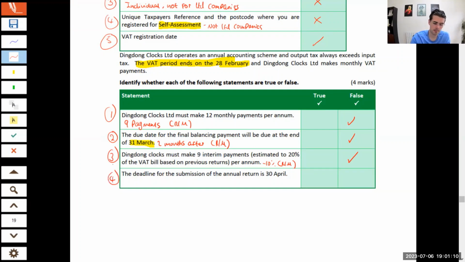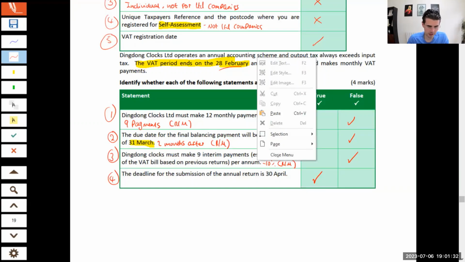Last but not least, the deadline for the submission of the annual returns is the 30th of April. Well, I know it ends in February, and I know that I have to pay 2 months after. What comes 2 months after February? March, April. Correct. Now, I will get it up quickly on my screen just so you guys can see it.